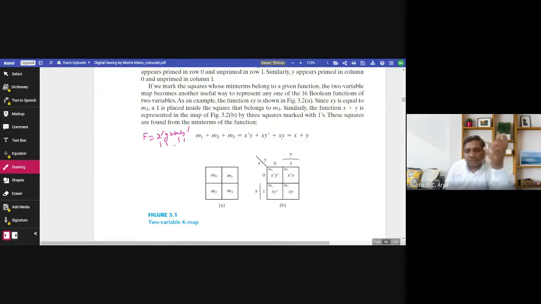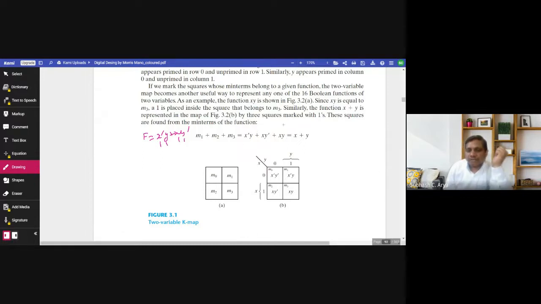that will simplify the circuit implementation as well as make the circuit faster. The circuit operation will be faster. It reduces the propagation delay time. So this is the main purpose. Now, how can we minimize? Before that, let us see what a Karnaugh map itself is.